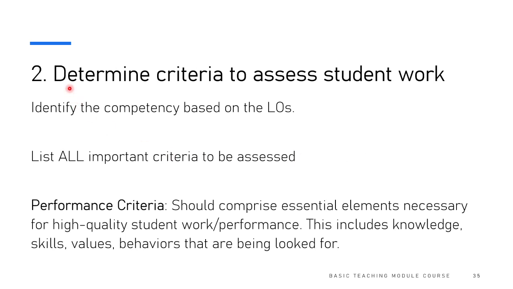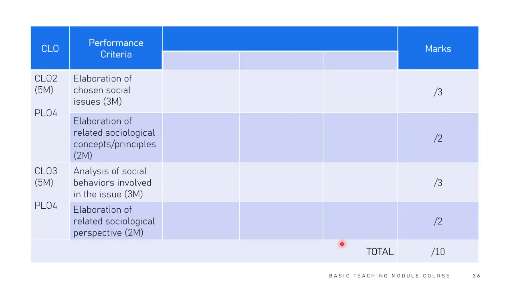Now the second one is to determine the criteria to assess student work. So you have to identify the competency based on the learning outcome. List all the important criteria to be assessed. Now this is a key term here: performance criteria. Performance criteria should comprise essential elements necessary for high quality student work performance. This includes knowledge, skills, values, and behavior that a lecturer is looking for. Now, here's what we mean by performance criteria.